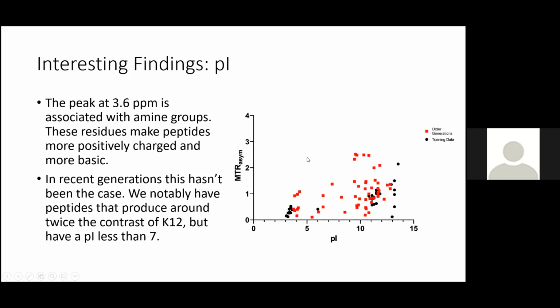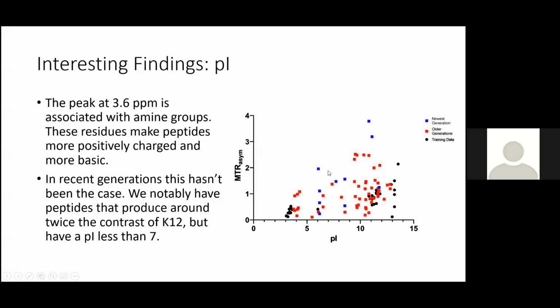But when we look at the generations from the POET evolution, we see first that the best peptides are not the most highly charged. They are still positively charged, but they're not as positively charged. And we even see a neutral peptide that is able to produce rather significant contrast compared to the training data.